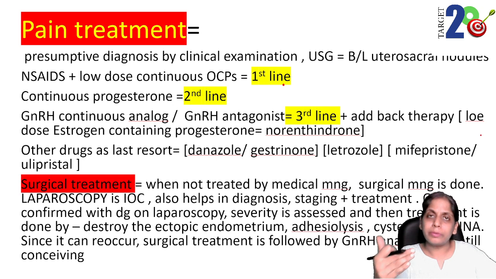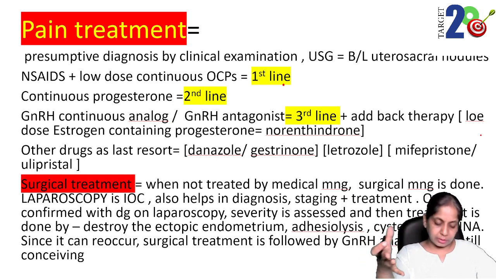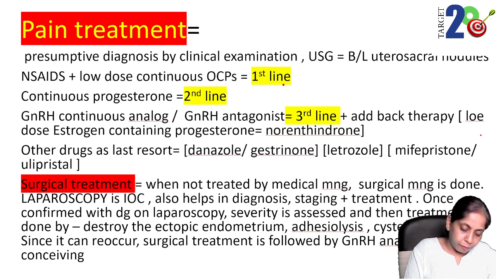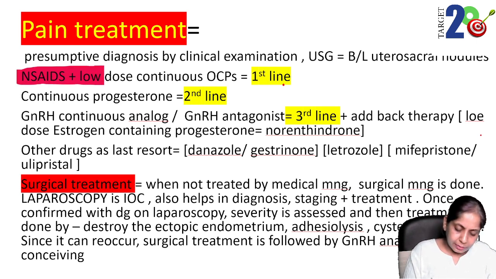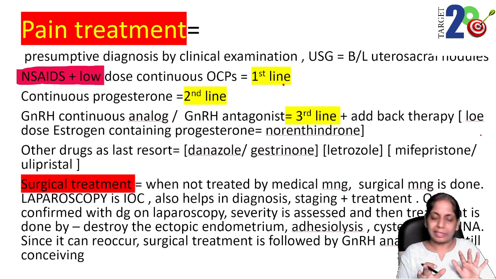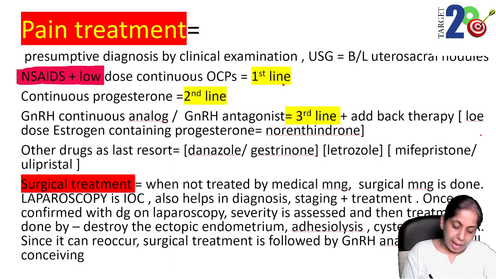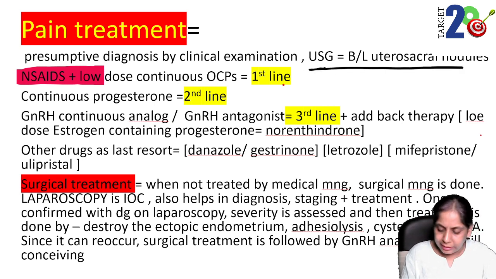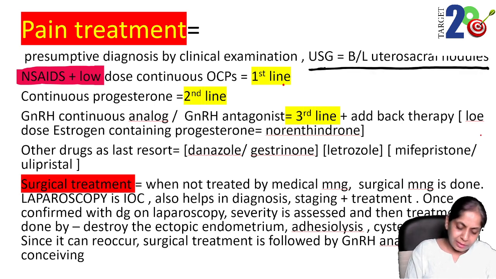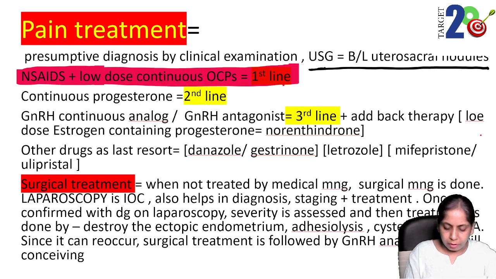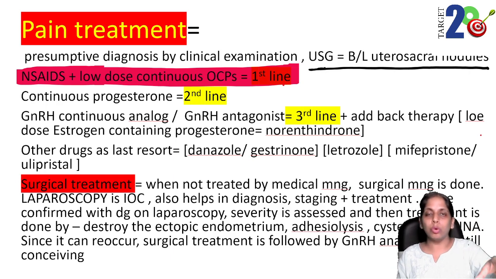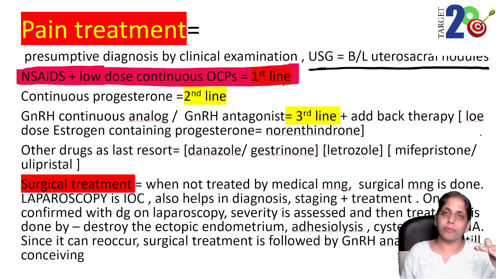Okay, so what is the treatment of the pain? So if the patient is coming to us with endometriosis, the treatment is of course NSAIDs. We have made the presumptive diagnosis on the clinical examination, and we see on the ultrasound the bilateral uterosacral nodules. What is the first line treatment we give? We give NSAIDs and low dose OCP. Low dose means estrogen content is low, and continuous.